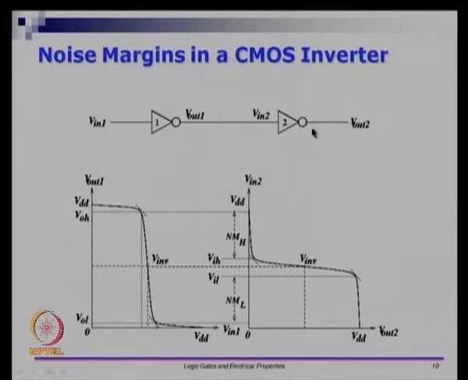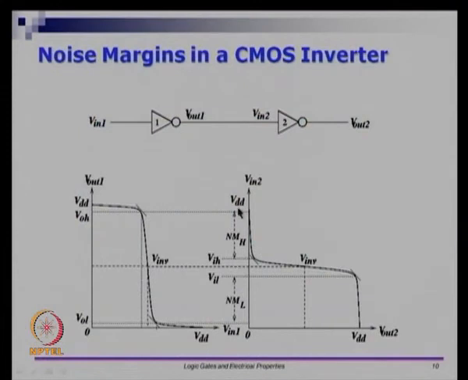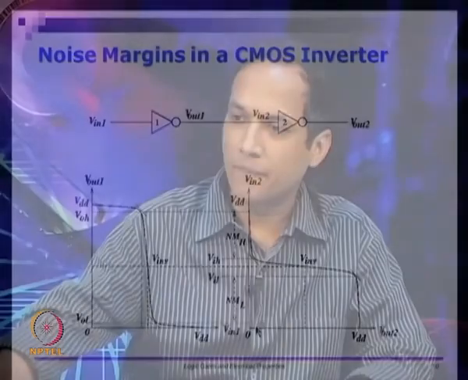So, buffers are usually used so that you can boost up the voltage levels if it is a logic 1, or boost it down if it is logic 0, so that you get a clean 1 or 0. So, this is an example of a CMOS inverter connected back to back, and you can see that higher the noise margin, let us look at the noise margin only of this transistor, higher the noise margin here, then you will have a cleaner output V out 2 than otherwise.